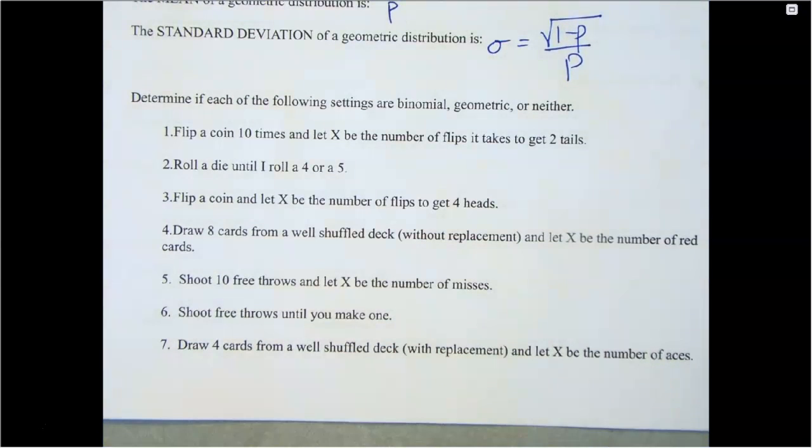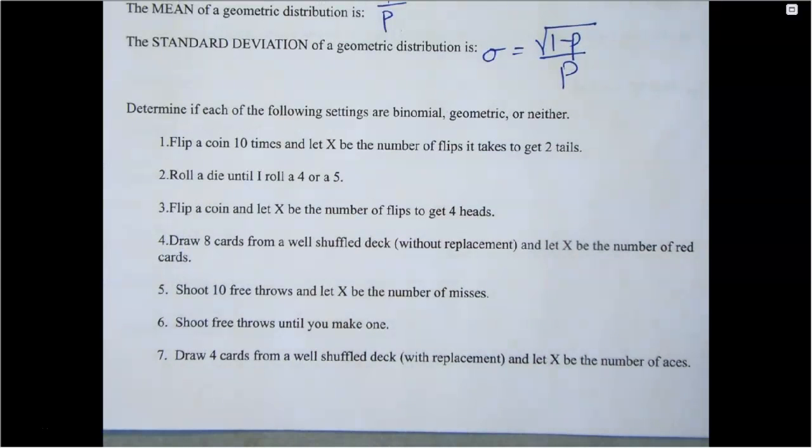All right, so for these 7 right here, remember binomial is a fixed number of trials. Geometric, you're looking for the first success, but just the first one, not the second or third. So go ahead and go through those 7 and tell me if it's binomial, geometric, or neither.